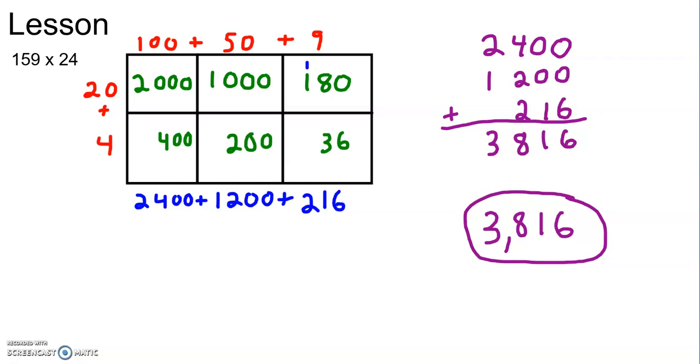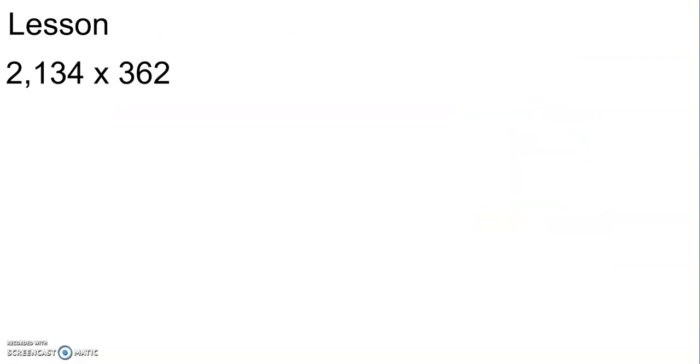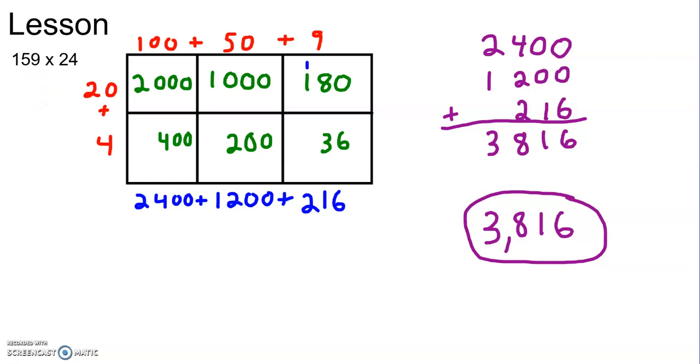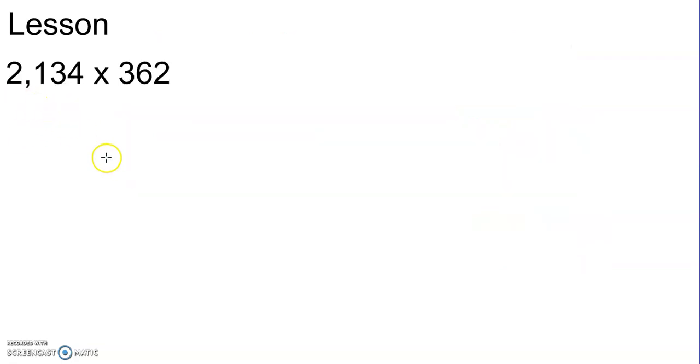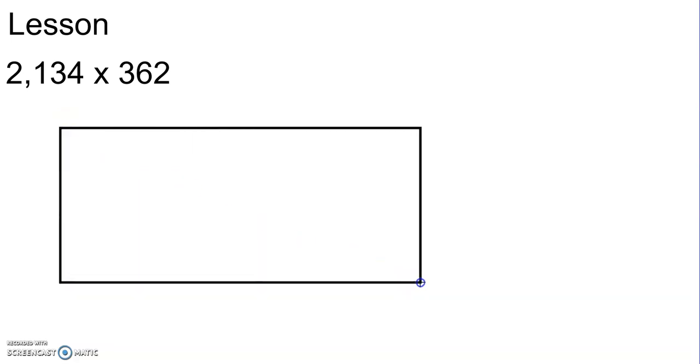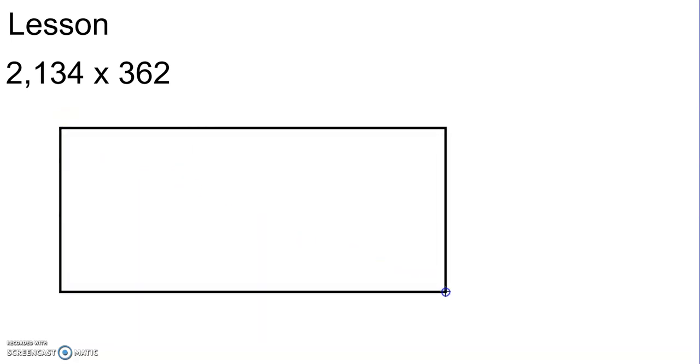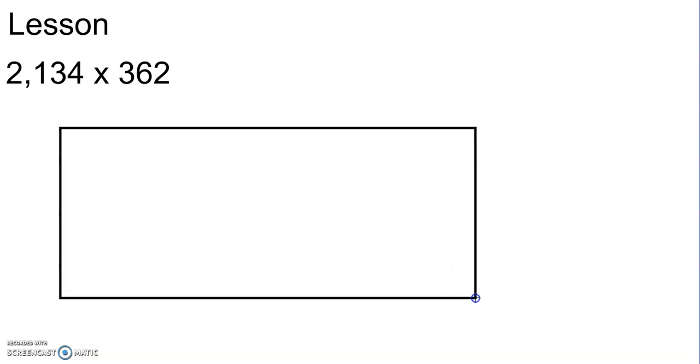Now that we have that down, let's look at one more example. So here, this is a much larger number than we had in the previous slide, right? Because we had a 3 by 2 here, but now I have a 4 by 3. But the process is the same. So I'm going to first start off by creating my rectangle. I'm going to make this one a little bit bigger.